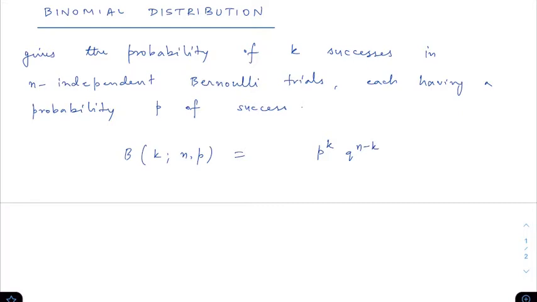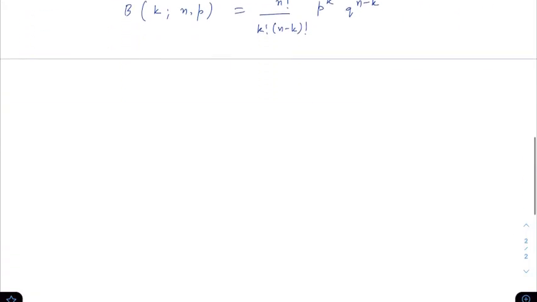But we must keep in mind that these can occur in different orders. That's why we have to include this combinatoric factor for taking into account the different permutations, basically. Now, this is left as an exercise to the student to verify that the binomial distribution has the following properties.